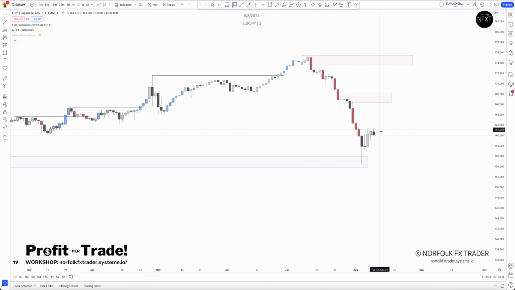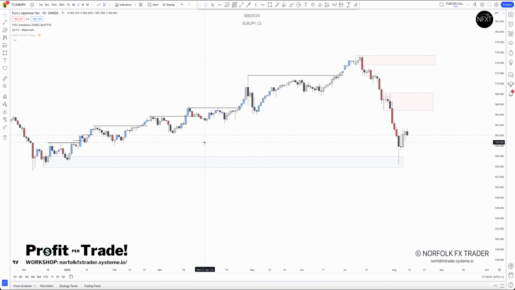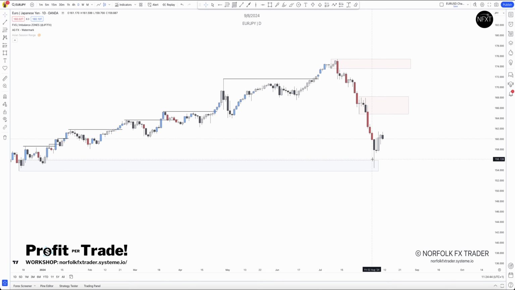Okay, we have some drop-based drop zones there as well. This is our last area of supply. You could even use this candle actually. This is our indecision candle, which creates that zone. And that's all you got to do. So we can now identify from this push to downside where structure is.